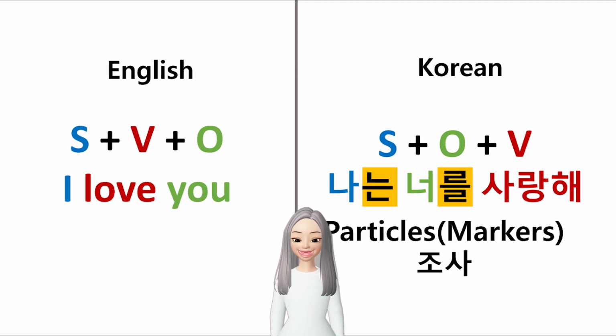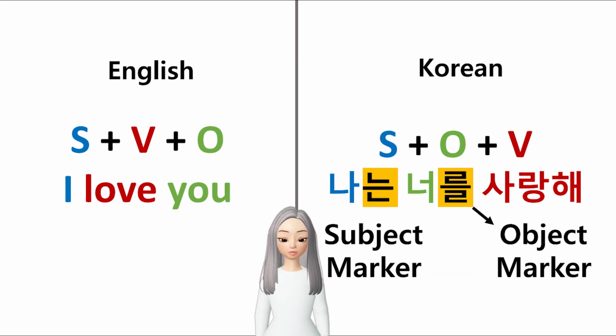Okay, so in this sentence, the subject 나, the object 너, the verb 사랑해 are all familiar, right? Then what are these 는 and 를 highlighted here? So these are what are called particles. You can also call them markers. In Korean, we call them 조사. These markers come after each word in a sentence to connect the words between each other in sentences.